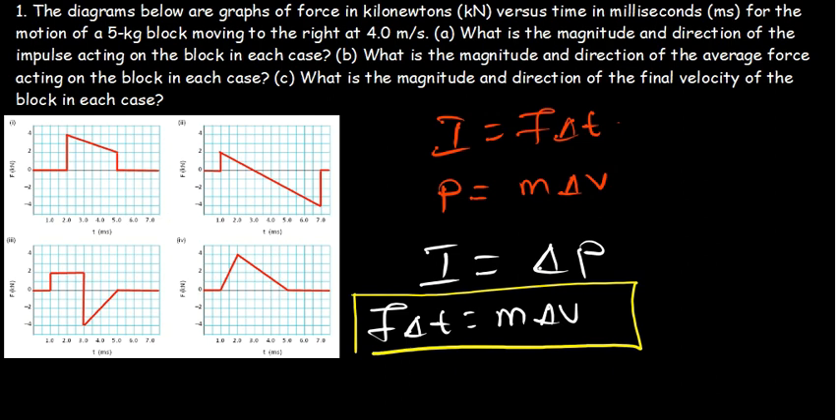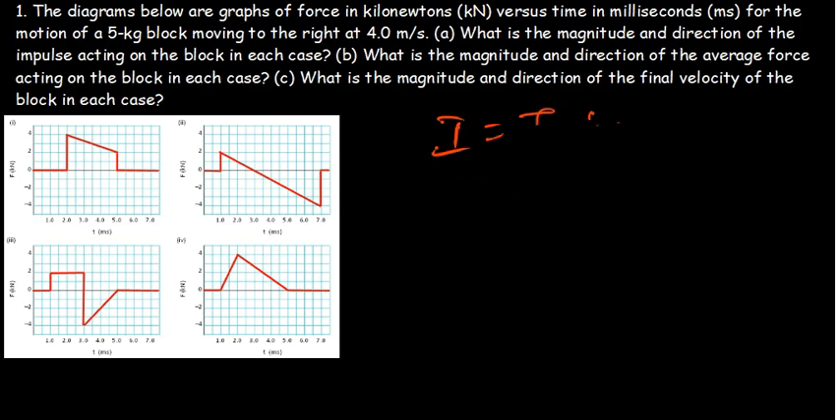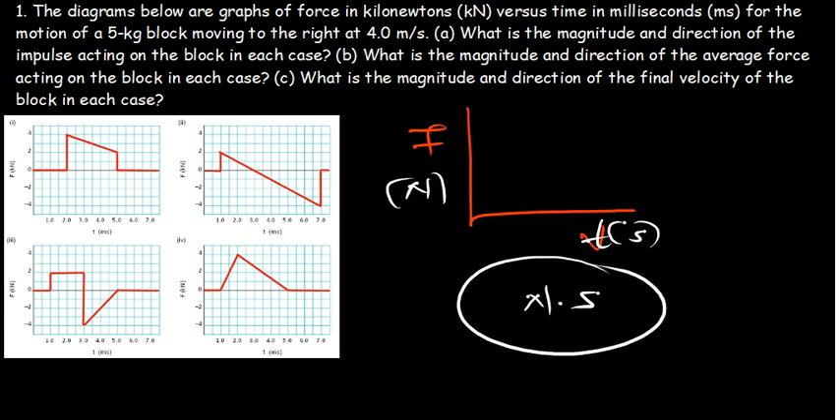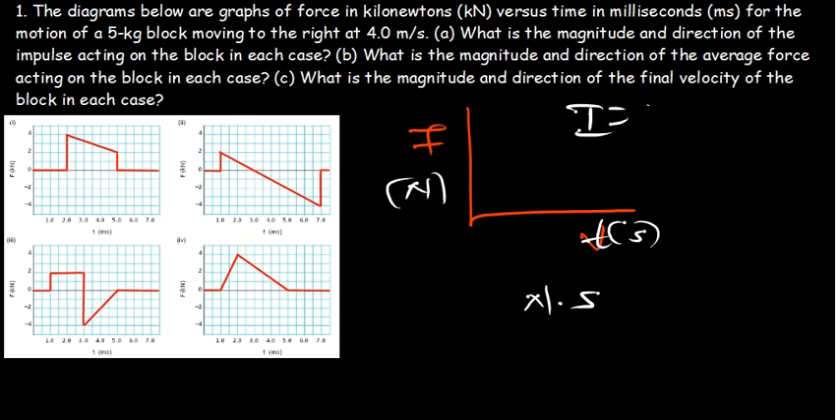Now in a case where you have been given a graph, like in this case, and that graph is force against time, we know that force is in Newtons and time is in seconds. So if I do Newtons times seconds, this is going to give me the impulse, because impulse is force times time. Meaning that if I'm able to find the area under the graph, that is going to be my impulse.